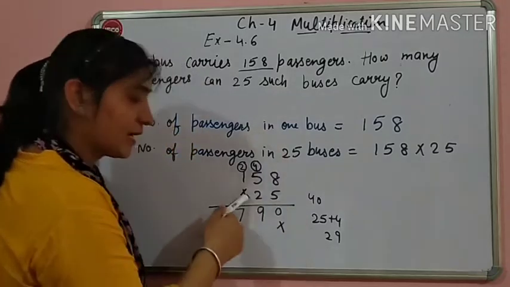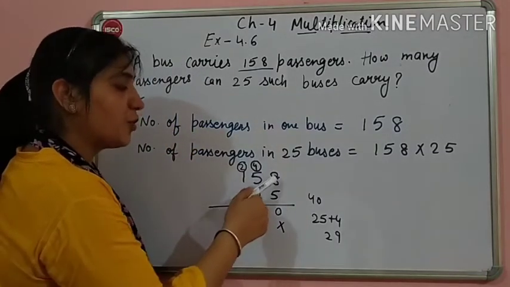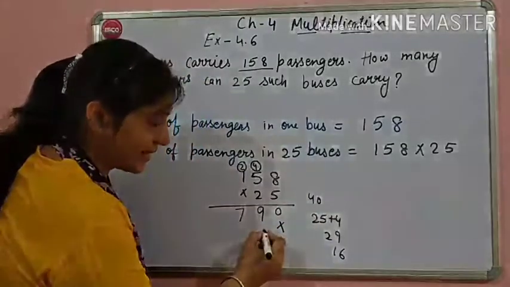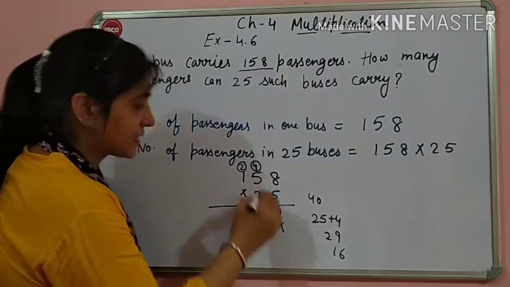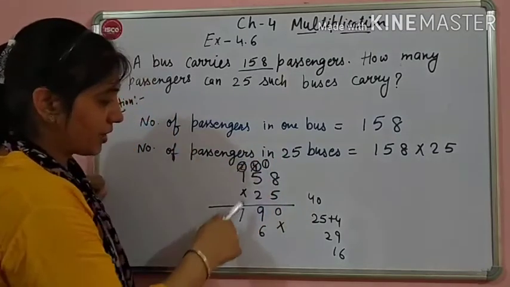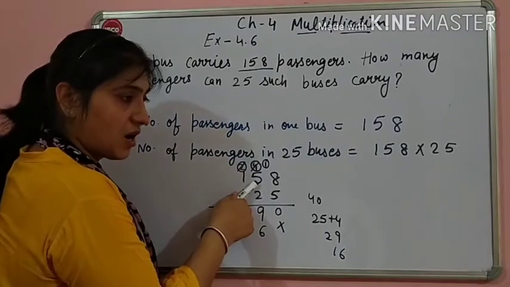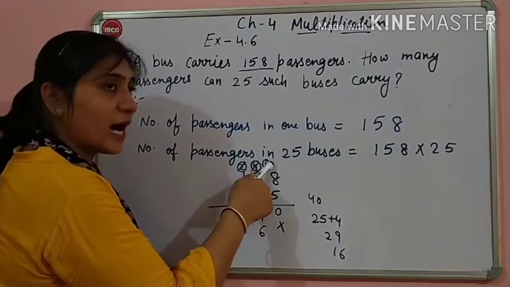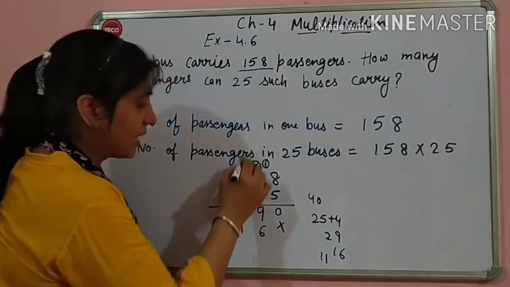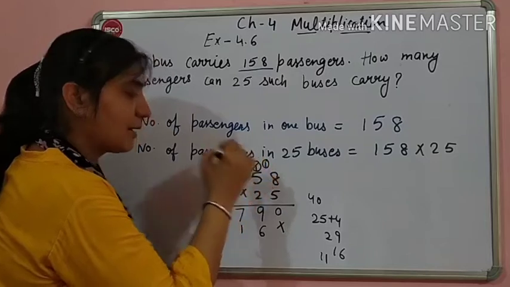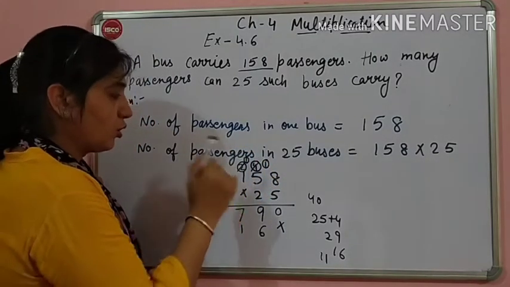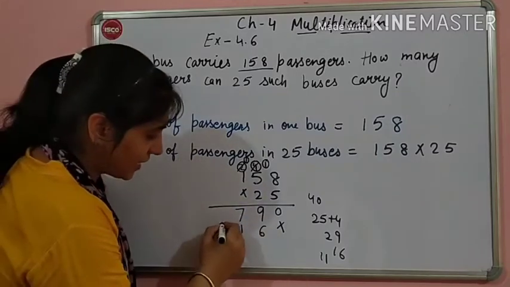Now multiply by 2. 2 8s are 16. So I will write here 6 and our new carry is 1. Okay, 2 5s are 10. 10 and 1, 11. So I will write here 1 and 1 carry over to the next place. 2 1s are 2. 2 and 1, 3.